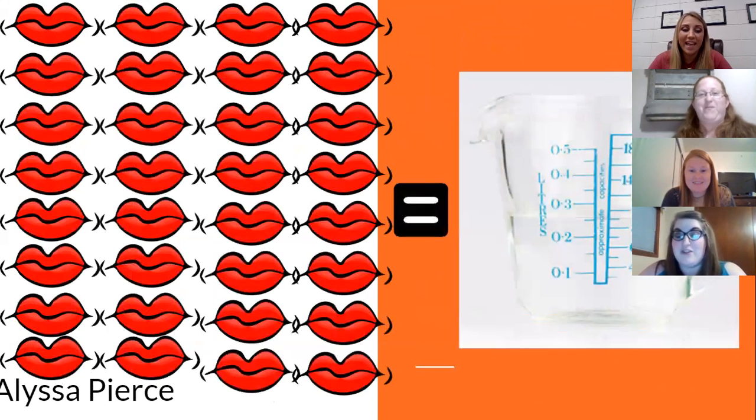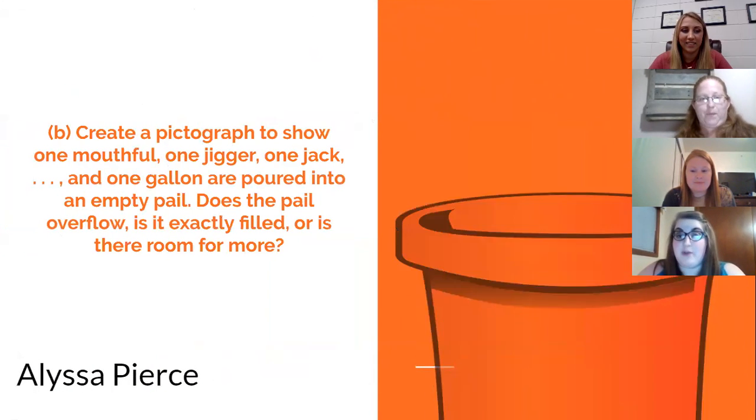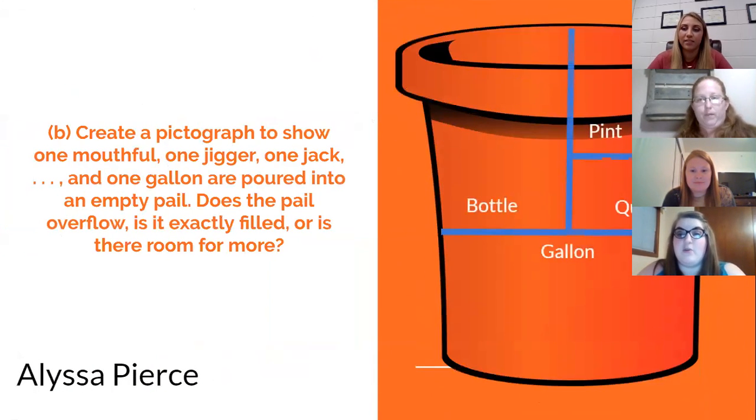Now let's go to the second part of the question, which is going to introduce us to a lovely bucket, which we're going to fill up. Now the question is, is the bucket going to become full? So we're going to add one of each of those pictographs. So a gallon, a bottle, a quart, a pint, a cup, a Jill, a jack, a jigger, and a mouthful.